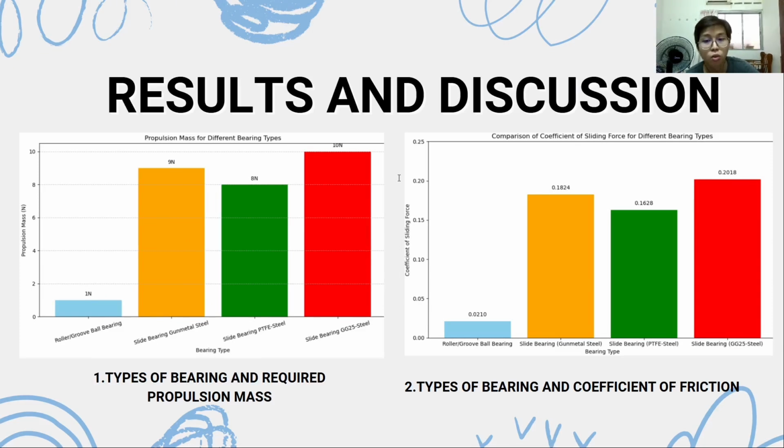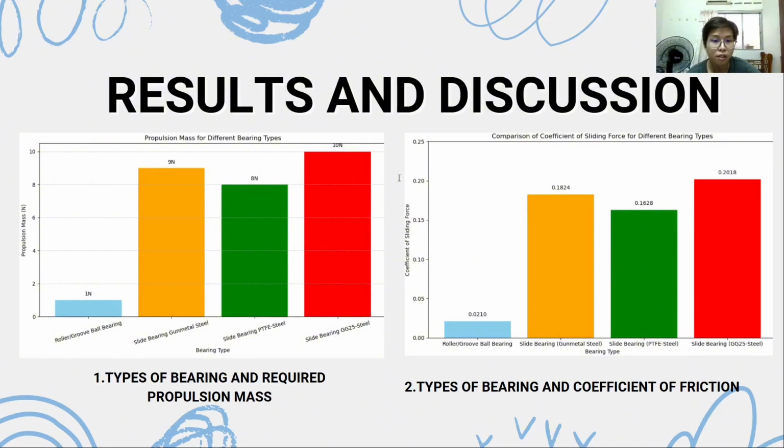This makes it a good option for environments that demand corrosion resistance and minimal maintenance, such as food processing and chemical plants. Although it is less suitable for high load applications due to its softer polymer material. Gunmetal steel slide bearings, with a coefficient of 0.1824, are durable, but higher friction leads to more energy loss.